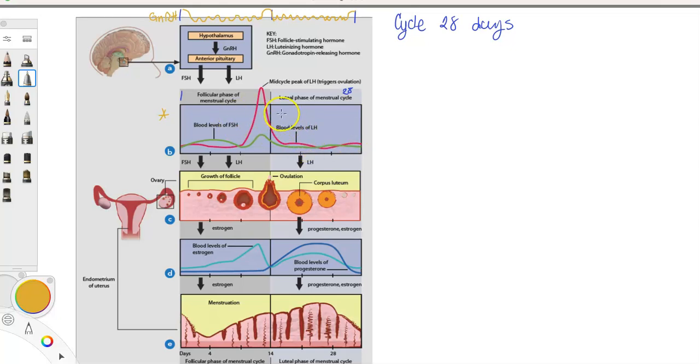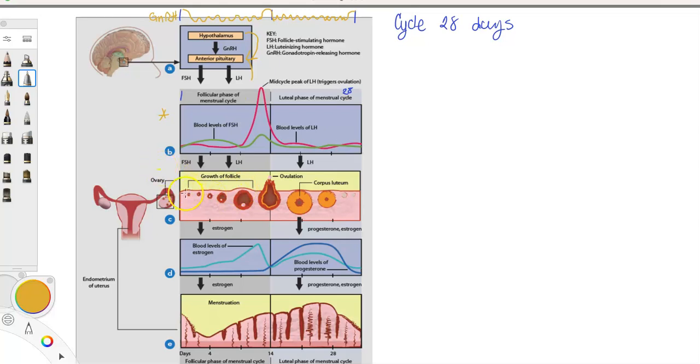Okay. So what is that causing? Because we know that's coming from the anterior pituitary. That's not being stimulated by the uterus or the ovary or anything like that. That is stimulated by the anterior pituitary, which of course is stimulated by the hypothalamus.